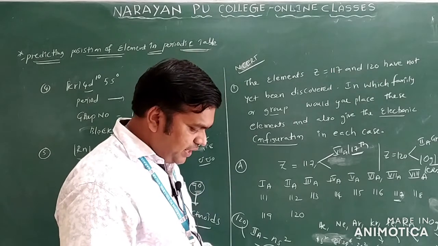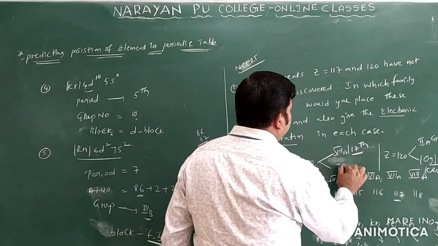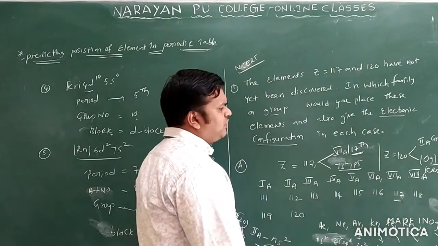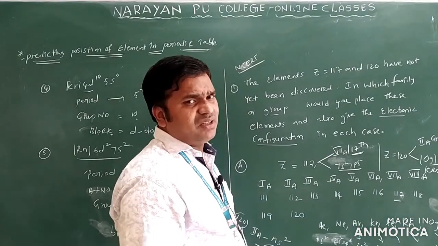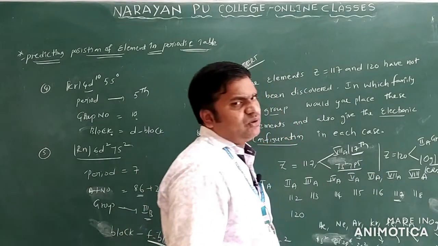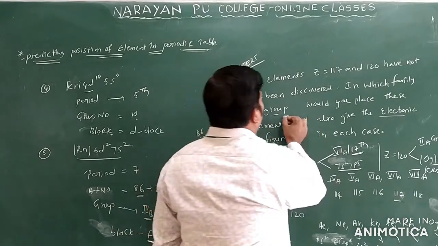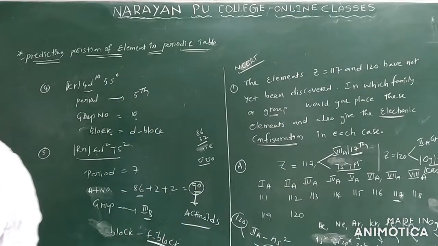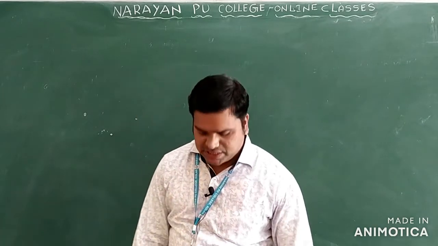You can see ns2 np5 is the configuration, like nitrogen, phosphorus, arsenic, antimony, bismuth for the 5th group. Here it is 7s2 7p5, and you take the nearest noble gas configuration. In this way you can identify the group number and write the electronic configuration. So the identification of period, group number and block is completed.